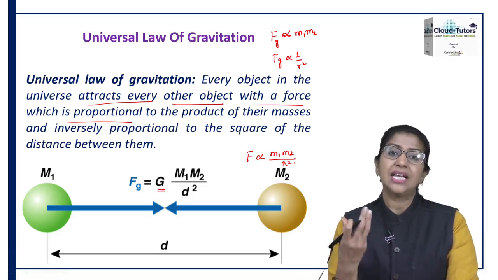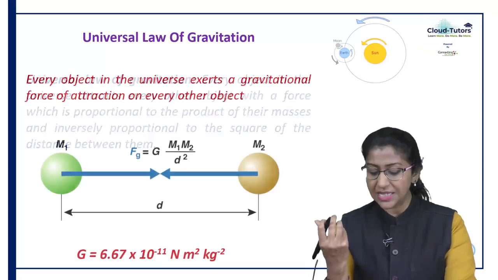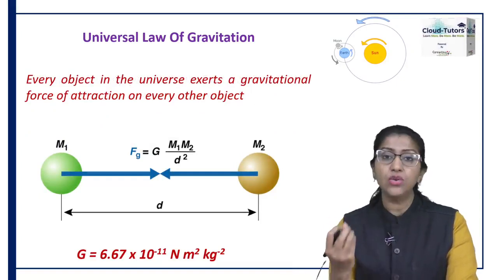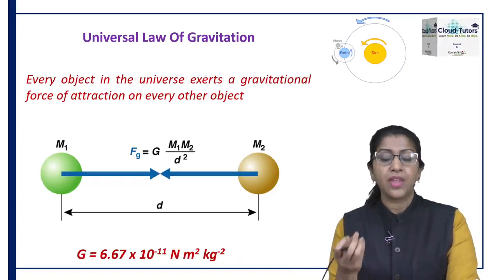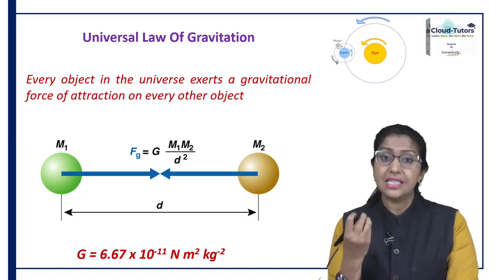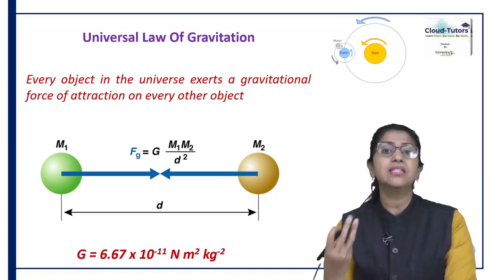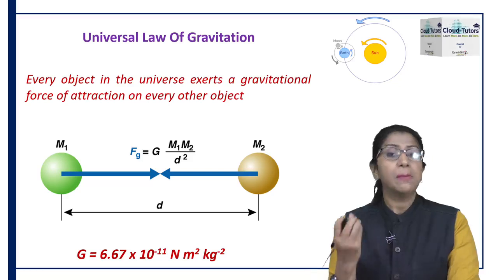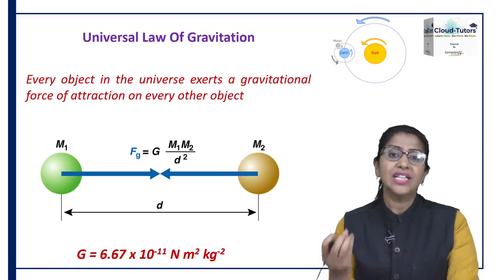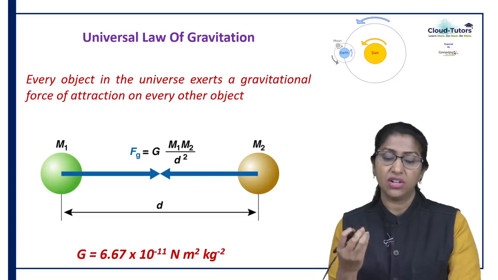As the name states, capital G is the universal gravitational constant, and you have seen the value of it. It is 6.67 times 10 raised to minus 11 newton meter squared per kilogram squared. As you have studied in your high school, the gravitational constant remains the same. The value of this gravitational constant is universally the same, no matter what the circumstances are, no matter what planet you go to, no matter what part of the universe you go to, the value of this constant remains the same. That is exactly why it is called the universal gravitational constant.